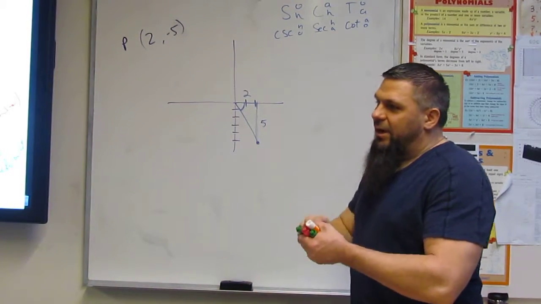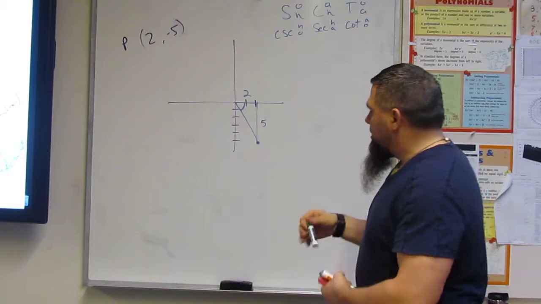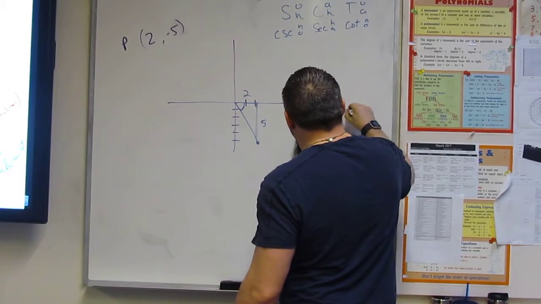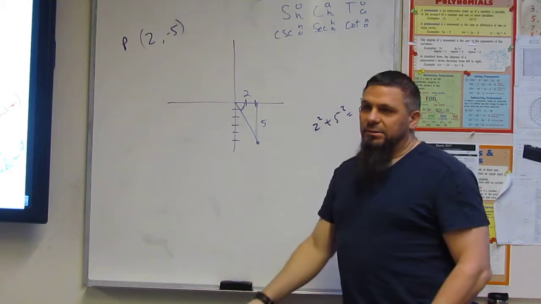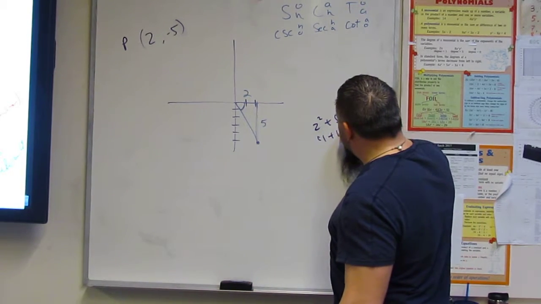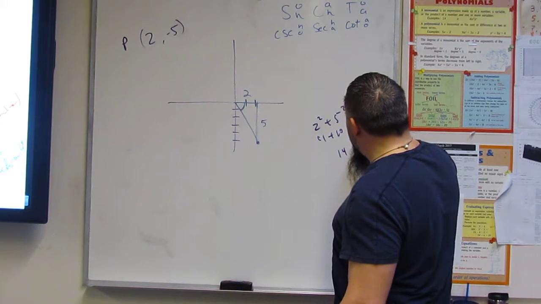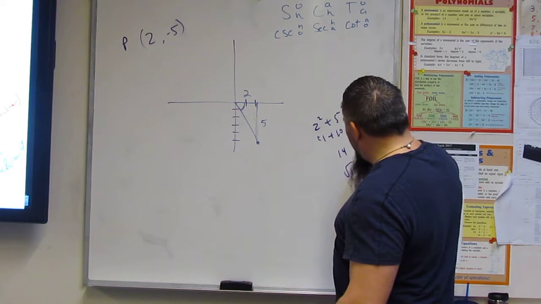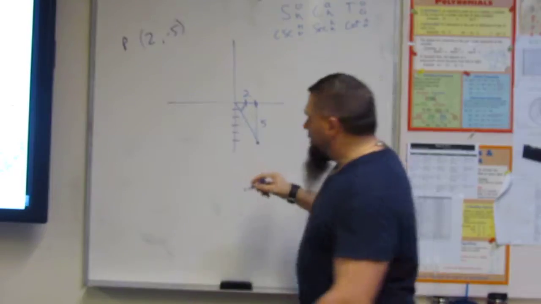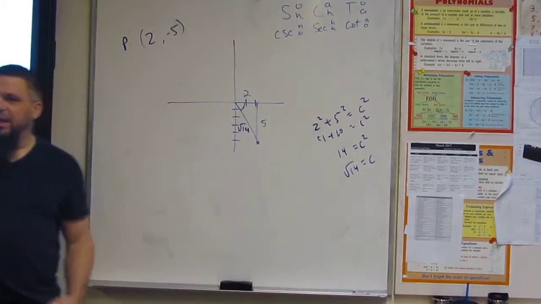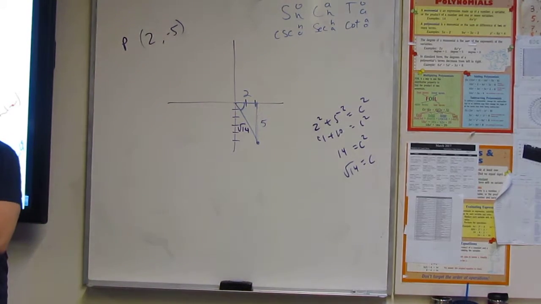And I can find my functions. Well, 2 squared plus 5 squared equals c squared, right? So 4 plus 25 equals c squared. So 29 equals c squared. So the square root of 29 equals c. So this is the square root of 29. Okay? And now I can do all my tricks.